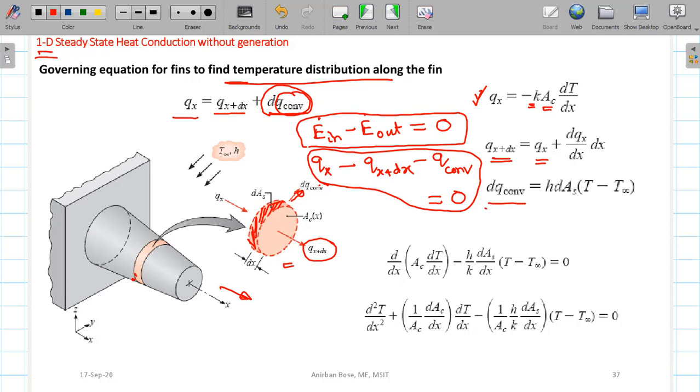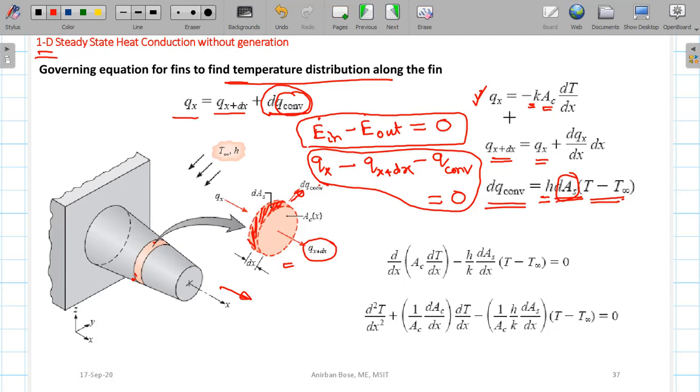And what about the Q convection? From Newton's law of cooling, you know that it is h into the surface area. Here, what is the surface area? The surface area is basically the small surface area shown by the orange color, indicated here by dAs. So small surface area dAs into T minus T infinity. What is T? T is the surface temperature, that means the temperature at a distance x, so T minus T infinity.